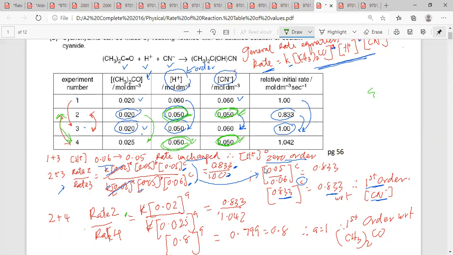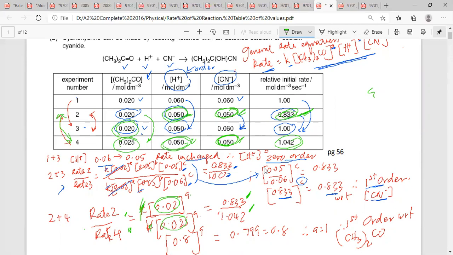Okay, rate 2 and rate 4. Rate 2 is what? This one here. 4 is here and here. So then the concentration is this one here, which is this one here, and this one here, which is this one here. Okay, K get cancelled off, same.